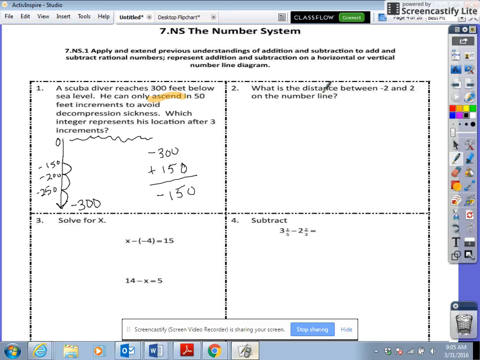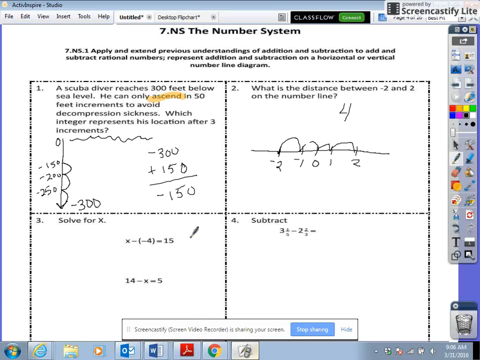Over here, what is the distance between negative 2 and 2 on a number line? Well, that is easy to do. You just draw a number line, and you always make sure you start with 0 in the middle. We count up 1, 2, and you count down negative 1, negative 2. Okay? So now you start at one of the numbers, negative 2, and you count 1, 2, 3, 4. Don't forget you have to count 0 because 0 is an integer. So it is 4 spaces in between negative 2 and 2.